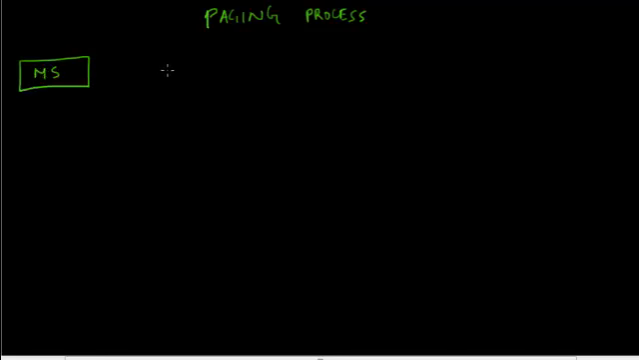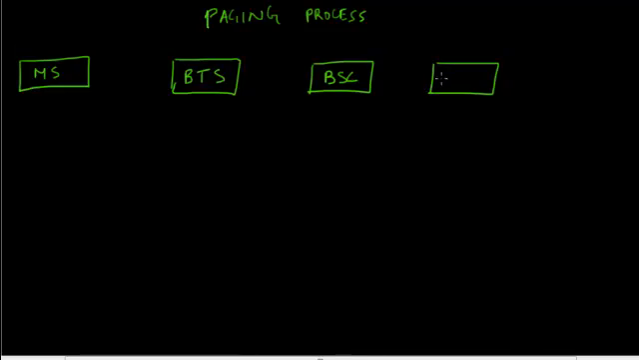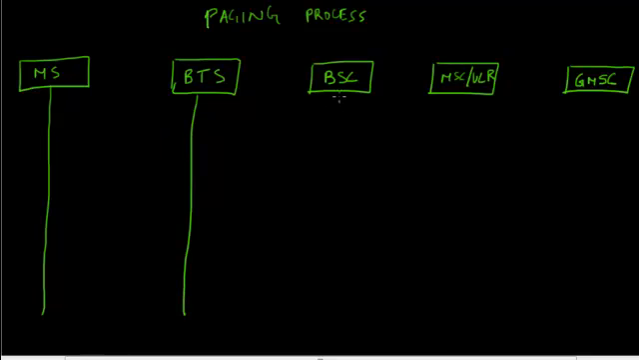This is a mobile station. Let's say this is the BTS, base transceiver station. BSC. This is the MSC VLR. This is the gateway MSC. Okay, so let's draw these lines here for convenience of how we can show the protocol and the messages going to and fro.